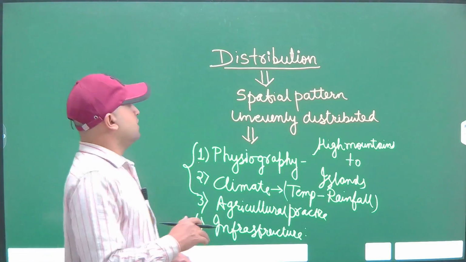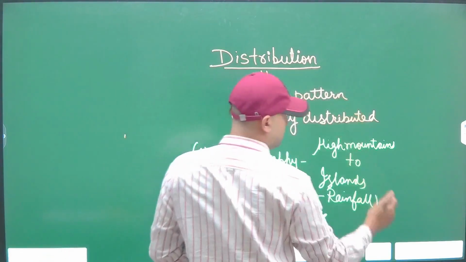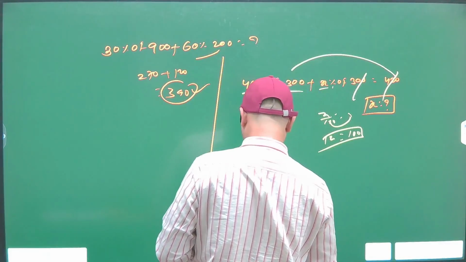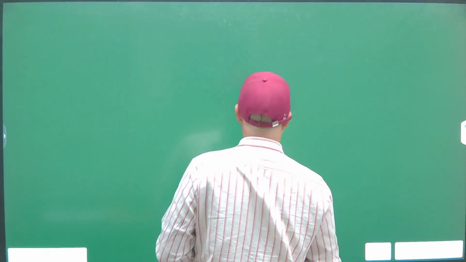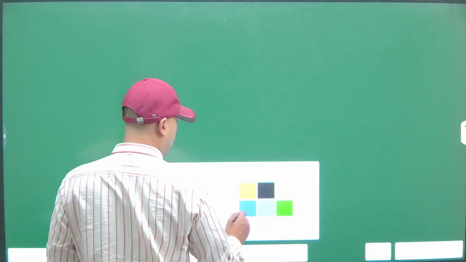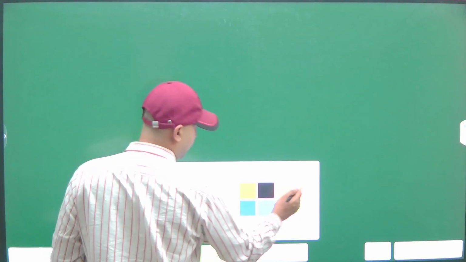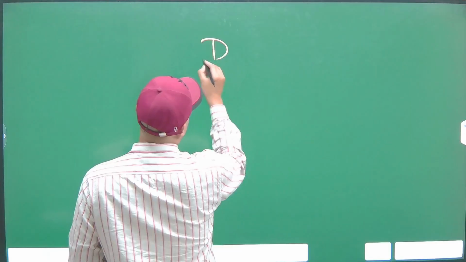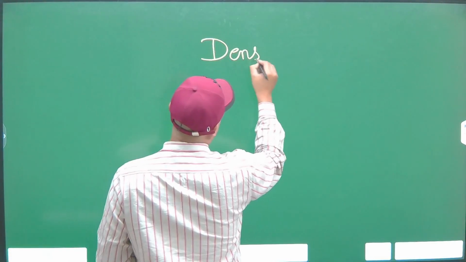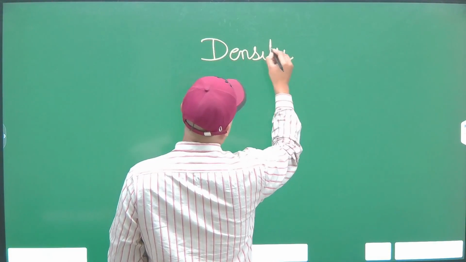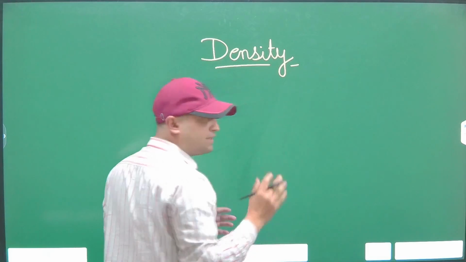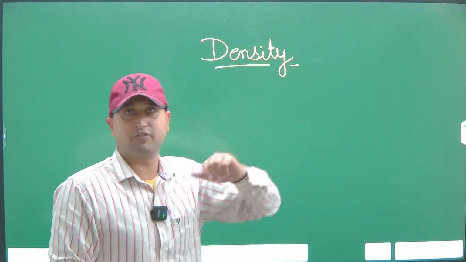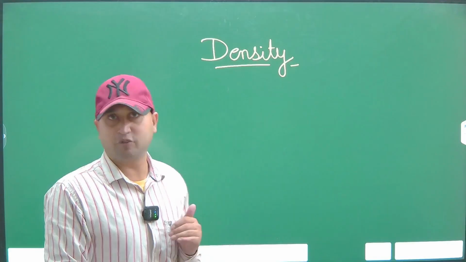Now comes the third point, and the third point is density of population. We will understand density of population. One by one, first of all we will build the concept. We will have to build the framework first.